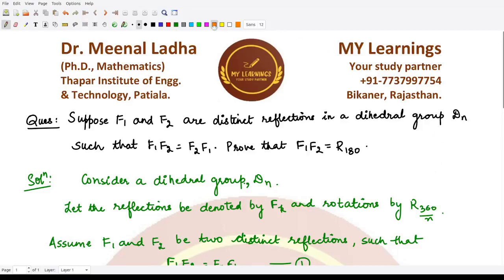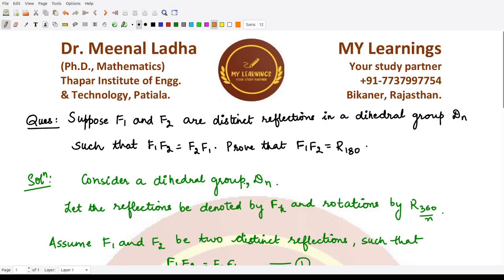In this video, let's move on to our next question, which says here: suppose F1 and F2 are distinct reflections in a dihedral group Dn such that F1 F2 is equal to F2 F1. We need to prove that F1 F2 is equal to R 180 degree. So this is what we have.